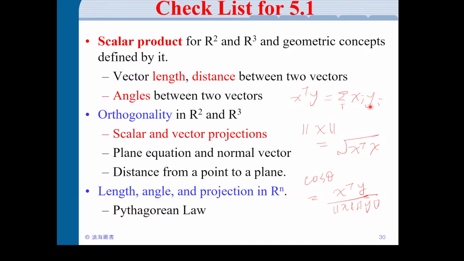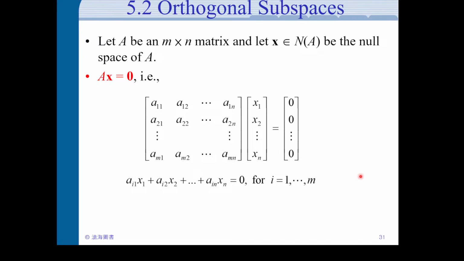And from the inner product, we define the angle between two vectors. In particular, we know that two vectors are orthogonal if and only if their inner product is 0, so x^T y will be 0. Today we are going to talk about orthogonal subspaces in Rn.